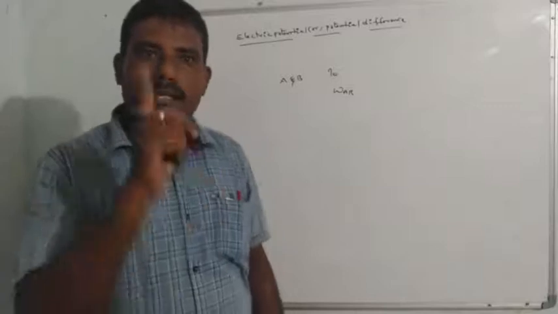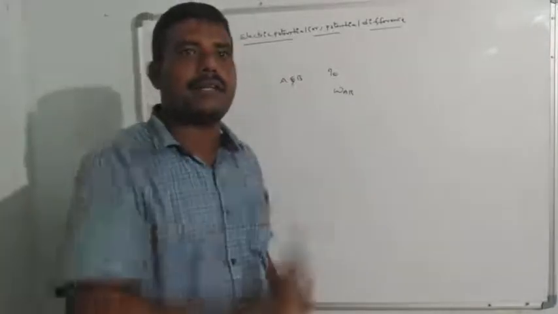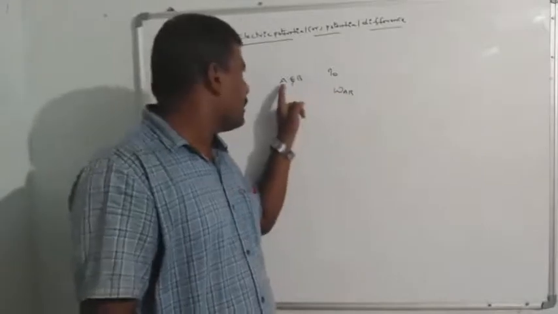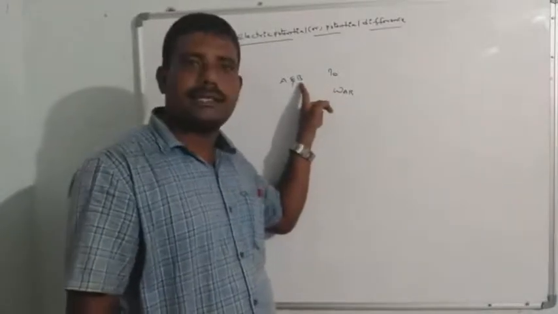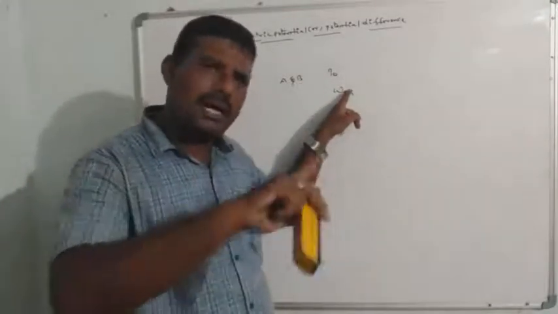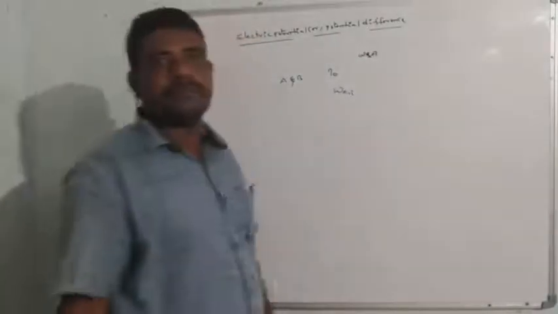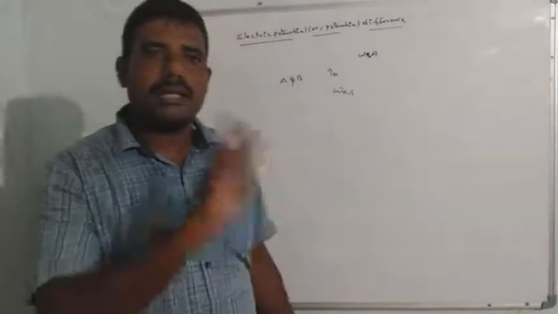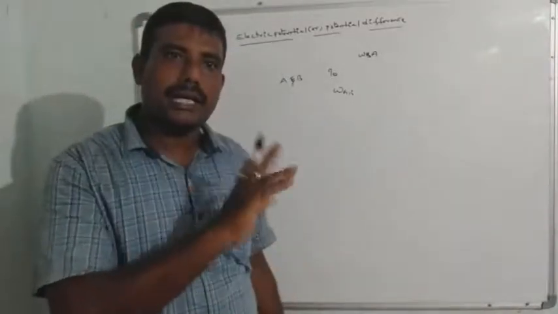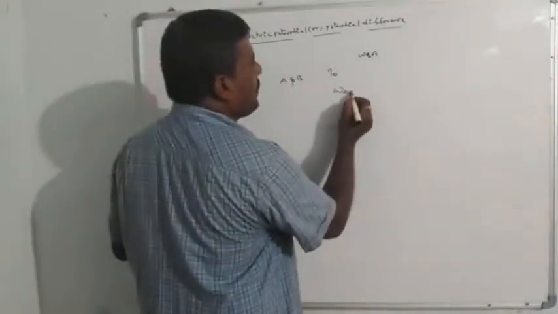Let us consider two points, capital A and capital B, in the electric field. We can imagine a test charge Q naught in between the two points. If the test charge is moving from A to B, we have to do some work. That work is W suffix AB.